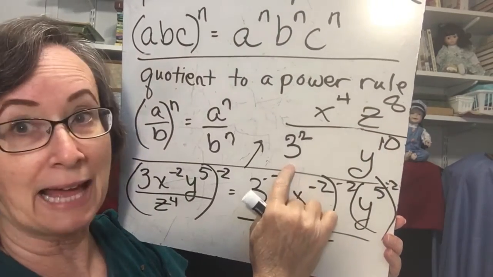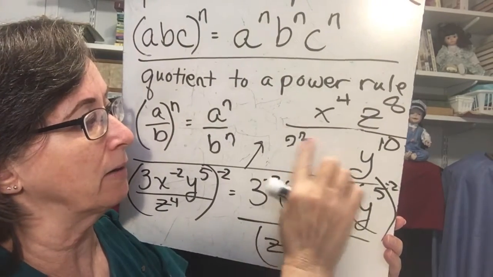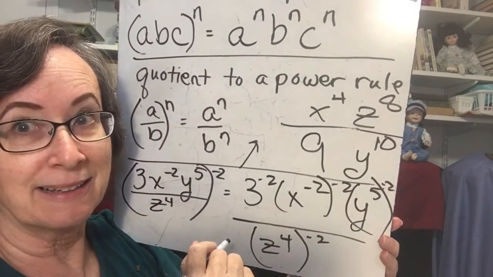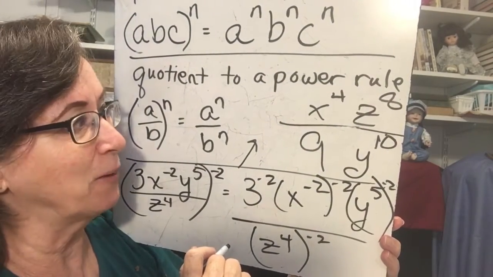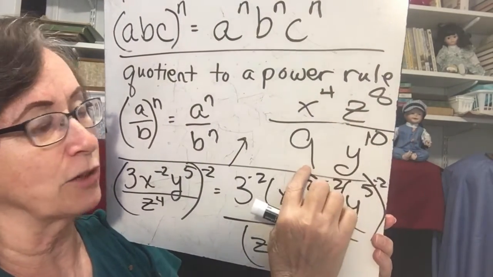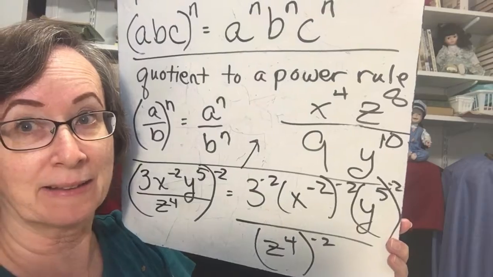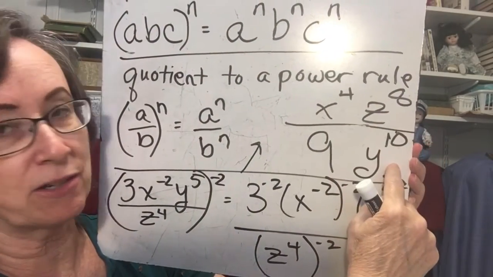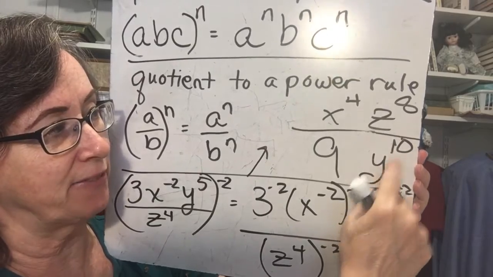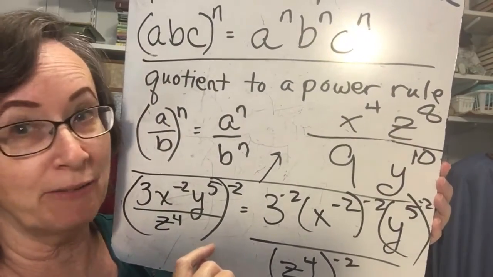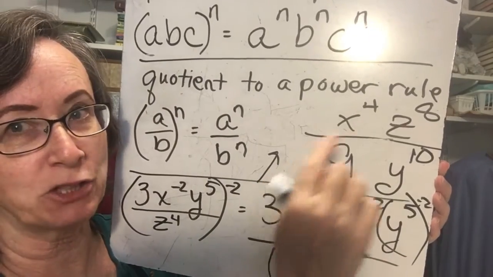Okay, so now, lastly, I'm going to change my 3 squared to 9, and let's check and see if we have the correct answer. X to the 4th, z to the 8th over 9y to the 10th. For some reason, in your book, they left this downstairs as z to the negative 8, and they left this upstairs as y to the negative 10.